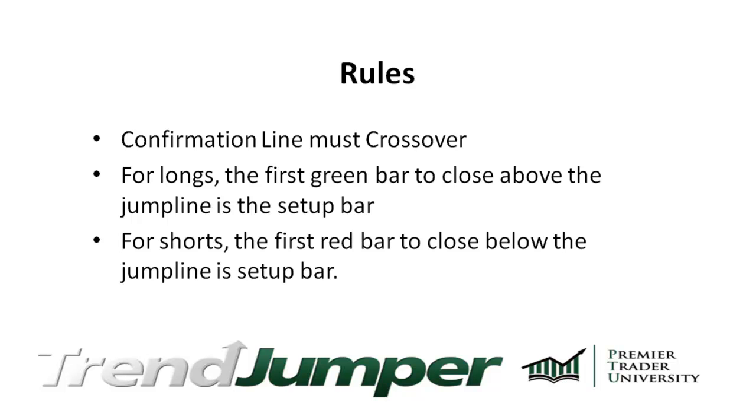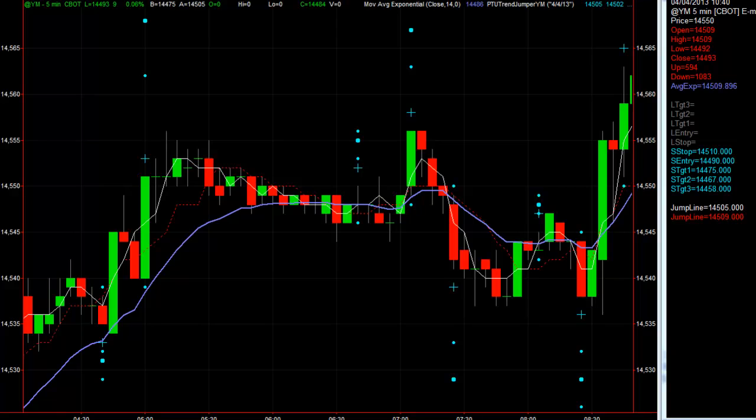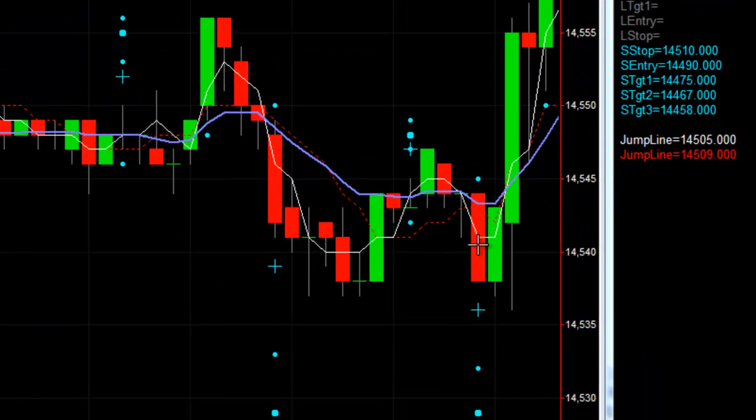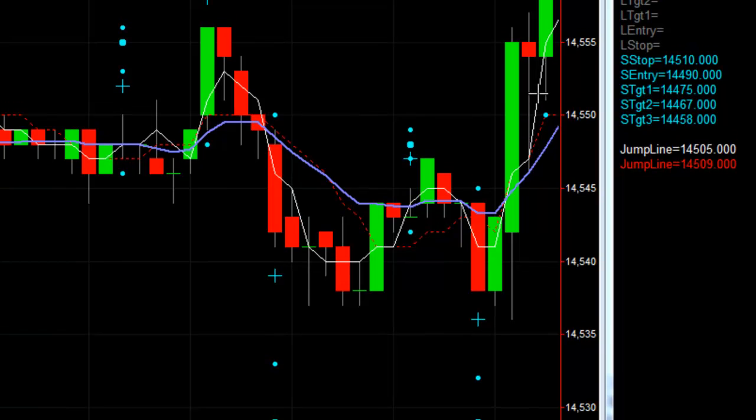For shorts, it would be the exact opposite. If the confirmation line closes below the jump line, then the first red bar to close below the jump line is the setup bar. It could actually be the same bar as when the confirmation line closes above or below the jump line. Let's take a look at some examples. Take a look at the trade setting up on the right edge of the chart. Notice that the confirmation line has come from below and crossed up above the red dotted jump line.